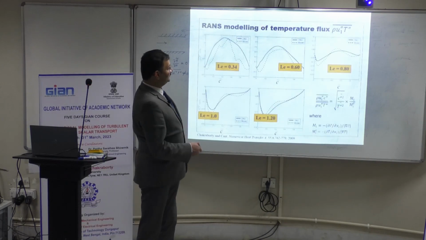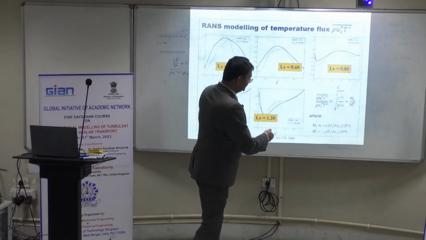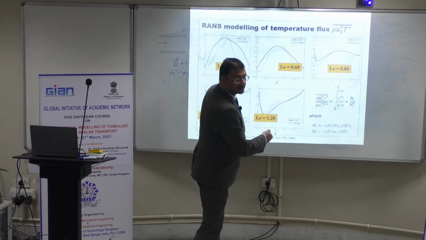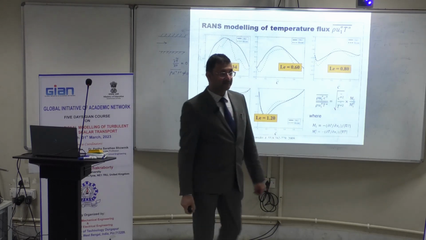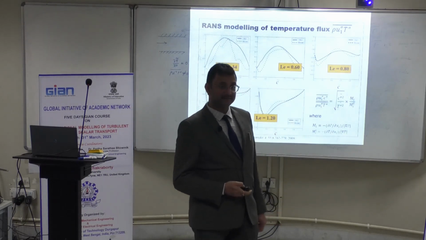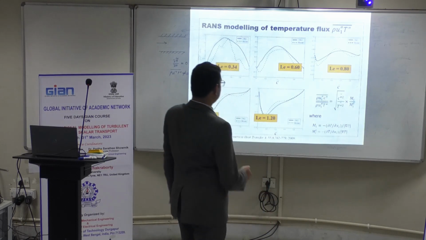So effectively, for non-unity Lewis number, the fluxes of the reaction progress variable and the non-dimensional temperature are different. You can actually relate them in terms of their respective variances as well. It worked pretty well.